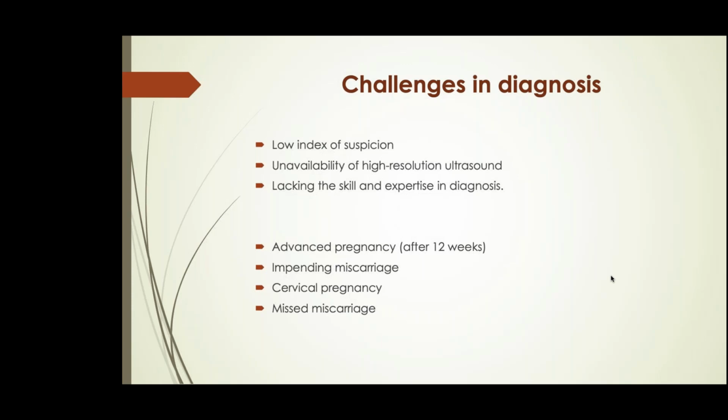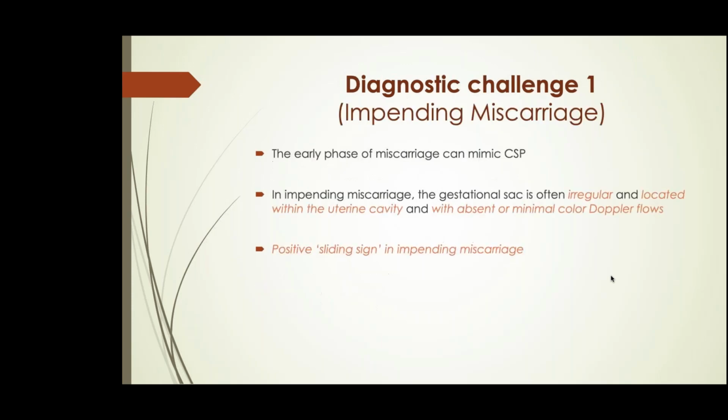What are the difficulties that can face the doctor in diagnosis, also in the clinical situation? If it is an advanced pregnancy, more than 12 weeks, and it is an endogenous type, so the scar pregnancy forms and grows into the uterine cavity, it may be difficult to diagnose as well. Impending miscarriage, as I said, with the sac going through the fundus towards the cervix, can be difficult as well. Cervical pregnancy is a little bit easier to diagnose, and missed miscarriage.